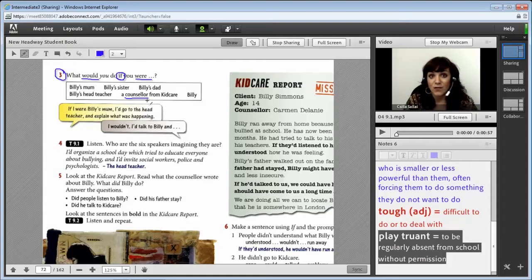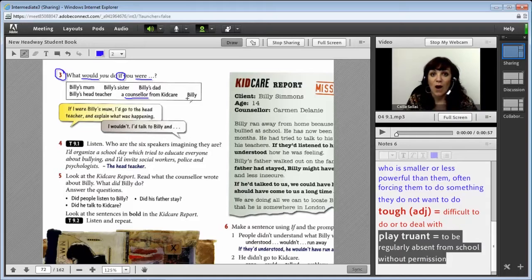So this is their job, to actually listen to other people's problems and try to give them advice. A counselor from Kid Care. You still know what Kid Care is, right? The organization that is trying to help young people in trouble. And of course, someone should be Billy. And if you have more than 6 students in the class, then of course more than one person can be Billy's mom, Billy's sister, and so on and so forth. Okay? But the important thing is that you should only imagine being just one character.